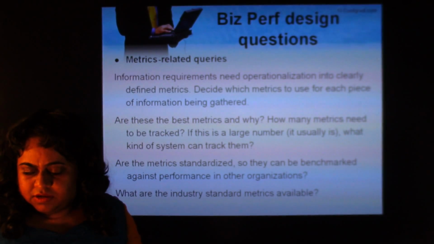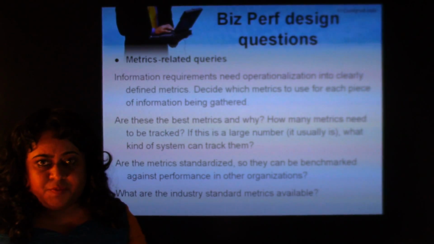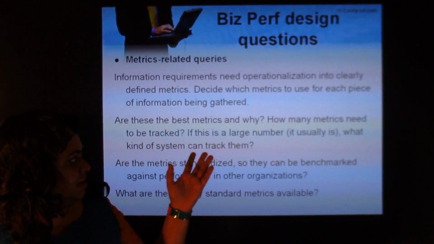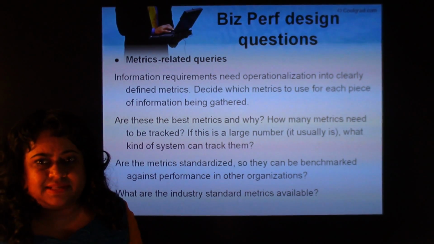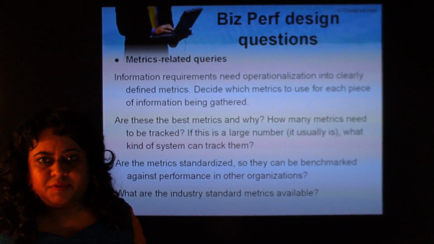Metrics related. We talk about, are we getting the right metrics? Are we preparing the right dashboards? And how many metrics need to be tracked? If it's a large number, what kind of system can track them? So we have to make all these complex system level decisions sometimes, technical and functional, in business intelligence for business performance optimization.